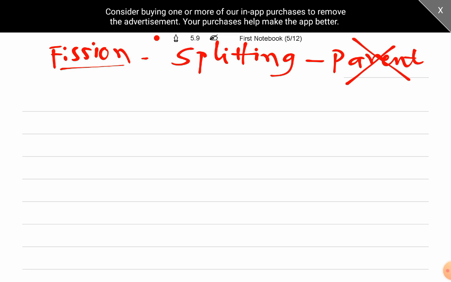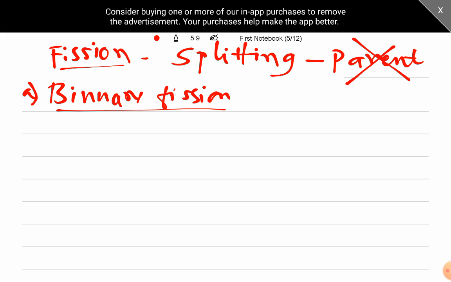Let us see with one example. Under this fission, there are some different types also. The first one is binary fission. Okay, binary fission. The name itself indicates that binary fission is the simplest type of reproduction, in which the parent is divided into two nearly equal organisms. Two nearly equal organisms is why the word bi is used, binary fission.